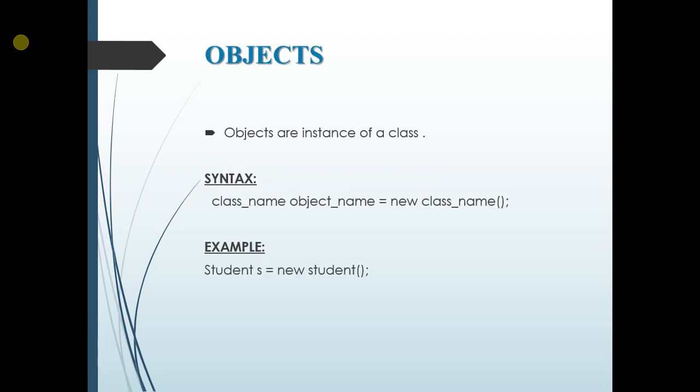Next is objects. Objects are instances of a class. As discussed in the previous slide, a class provides the blueprint for the object, so basically an object is created from a class. To create an object, we use a keyword called new. The syntax is class name followed by the object name equal to new and the class name again. For example, Student is the class name, s is the object name equal to new, that is the keyword, and then the class name again, Student.